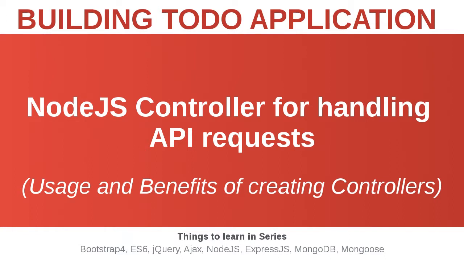So this video is part of the series Building To-Do Application under the parent series Build to Learn. In this series we will create a to-do application using Bootstrap, ES6, jQuery, Ajax, Node.js, ExpressJS, MongoDB, Mongoose. So lots of technologies will be used in this application, hence it will be a great opportunity for you guys to learn these technologies integrated together.